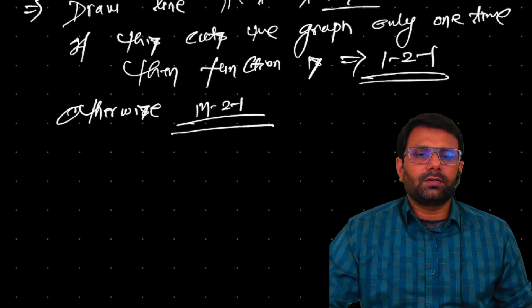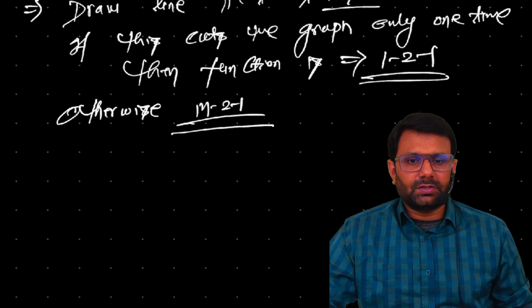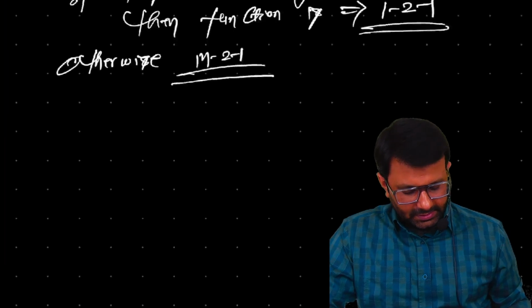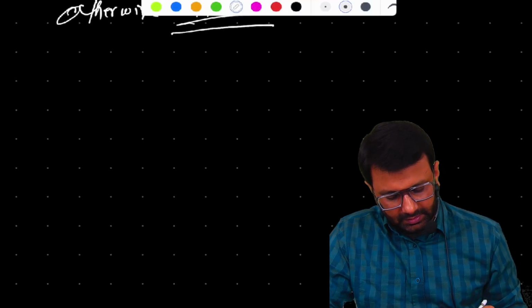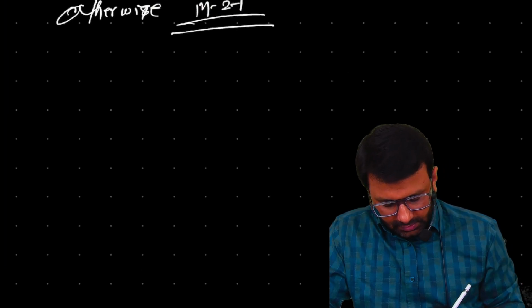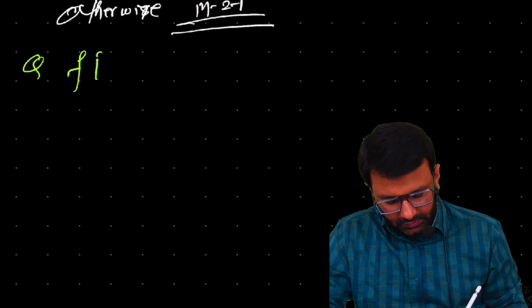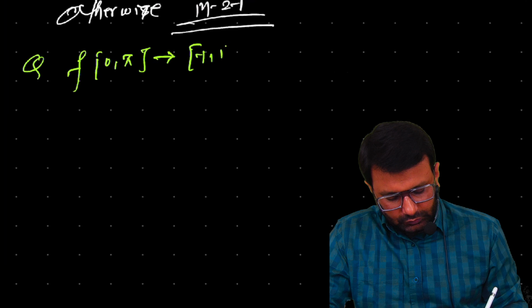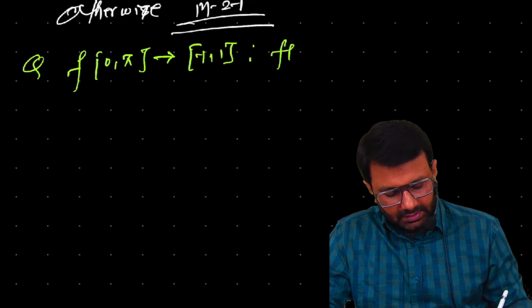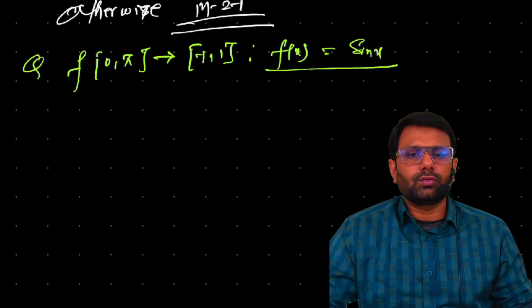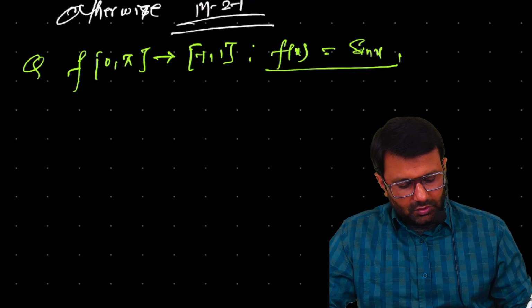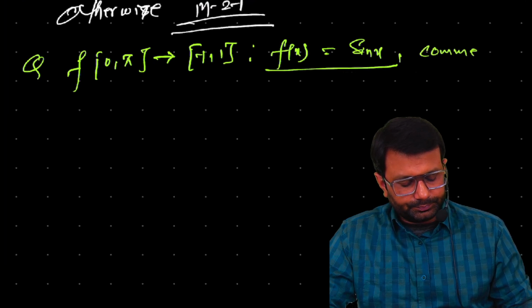Any confusion? So now I will solve questions. By solving questions, you will understand how to apply the graphical method. Suppose one question is given like this: a function is defined from 0 to pi to -1 to +1 such that f(x) is equal to sin x. Now comment on the kind of function.